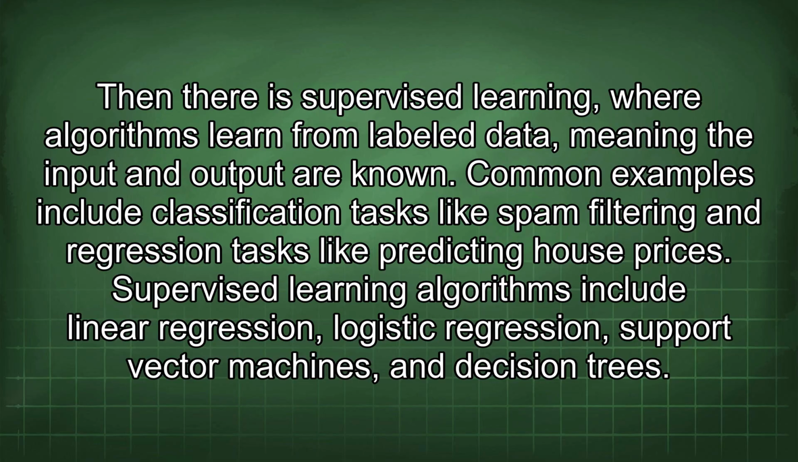Then there is supervised learning, where algorithms learn from labeled data, meaning the input and output are known. Common examples include classification tasks like spam filtering and regression tasks like predicting house prices. Supervised learning algorithms include linear regression, logistic regression, support vector machines, and decision trees.